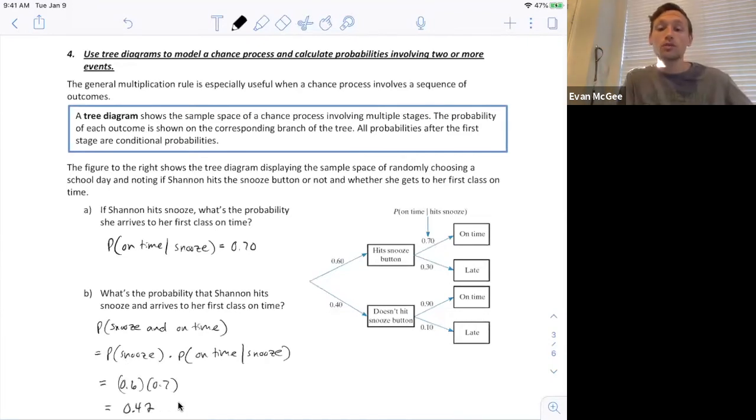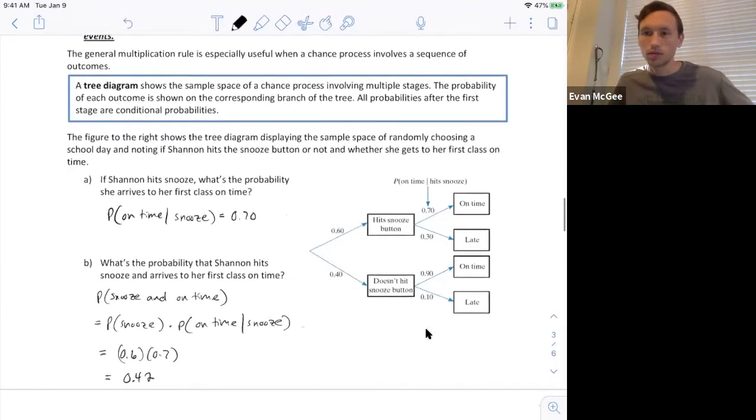So there's about a 42% chance that she snoozes and is on time. Whenever you have an "and" statement like this, you're just going to multiply the branches together. So the probability that she doesn't snooze and is late is 0.4 times 0.1. Let's look at a little bit more complex example.